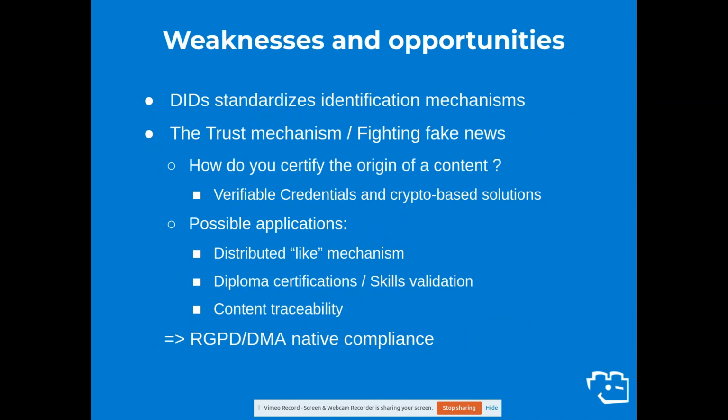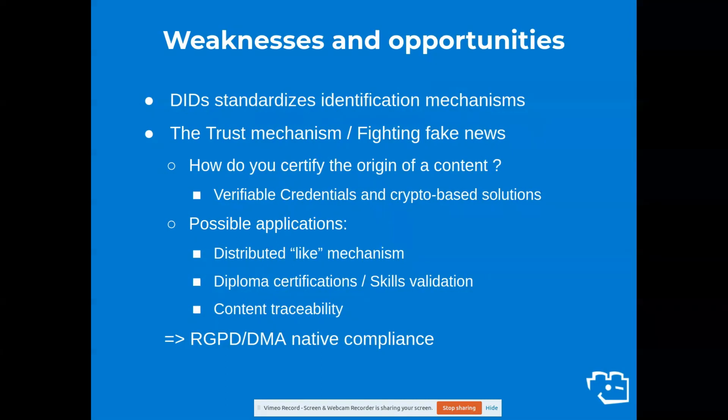What about the weaknesses and opportunities of those concepts? Decentralized identifiers standardize the identification mechanism, and it's one of the really big steps to be achieved. And what it would enable is a trust mechanism at the web scale level to fight fake news in general, but more generally to certify the origin of any kind of content by applying and implementing verifiable credentials, which are part of vocabulary, so semantic web-based, and part crypto-based solution because it's based on a signature of content.